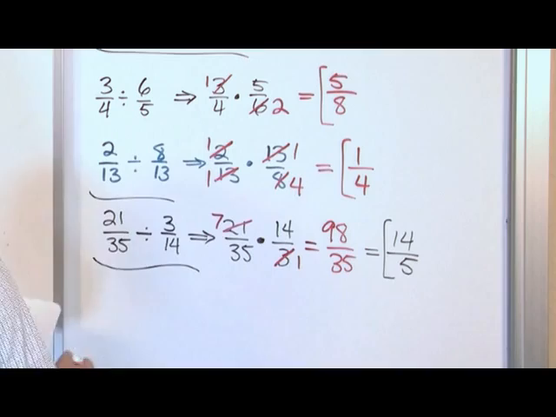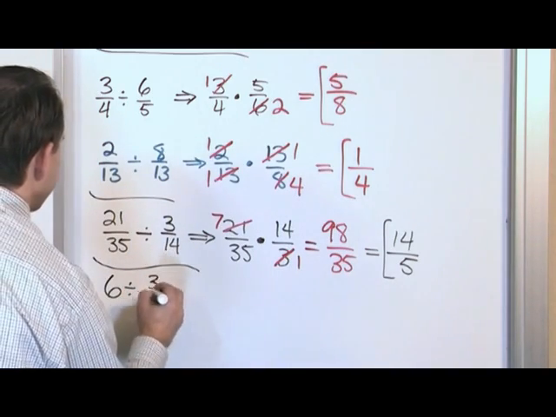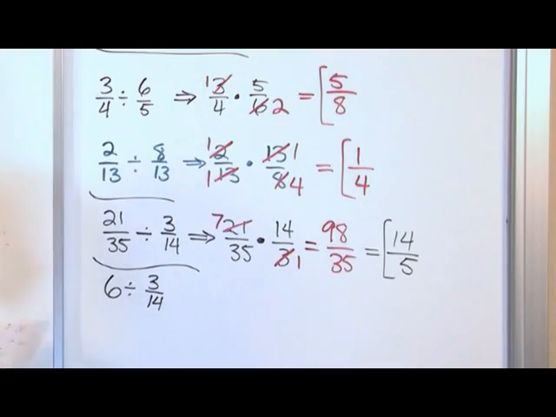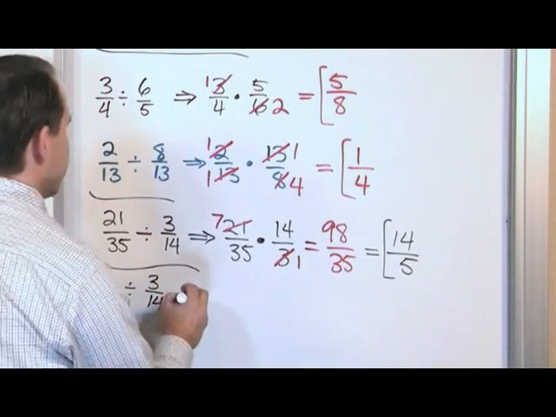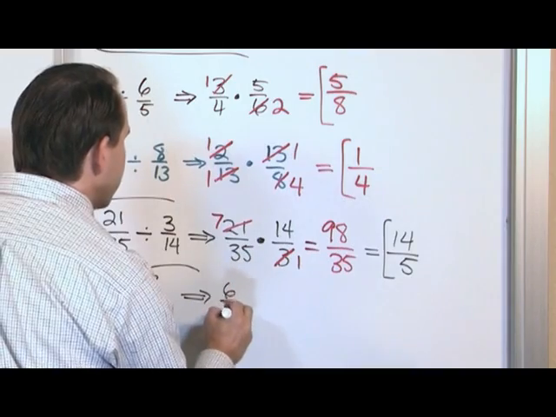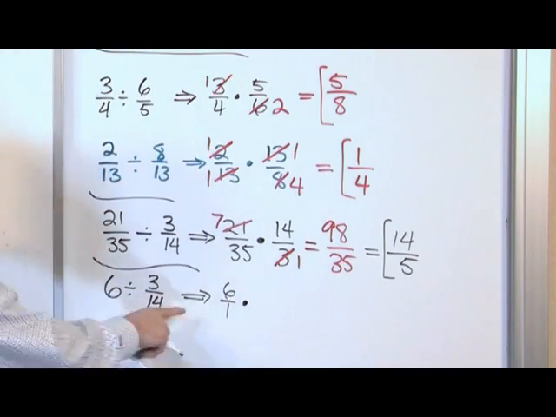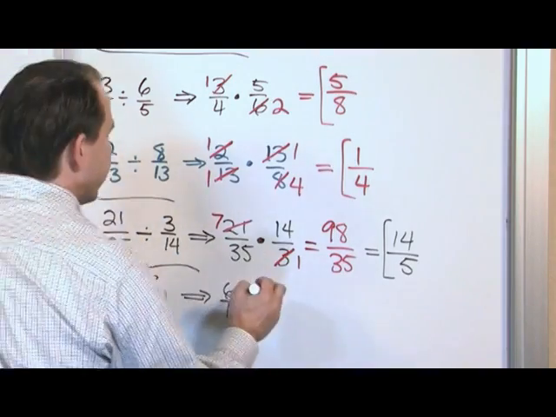All right, now let's go and do another one. Let's do 6 divided by 3/14. 6 divided by 3/14. Okay, so we're going to write this. 6, we're always going to write as 6 over 1. We're going to change this division into a multiplication. We're going to flip this guy over, 14/3.